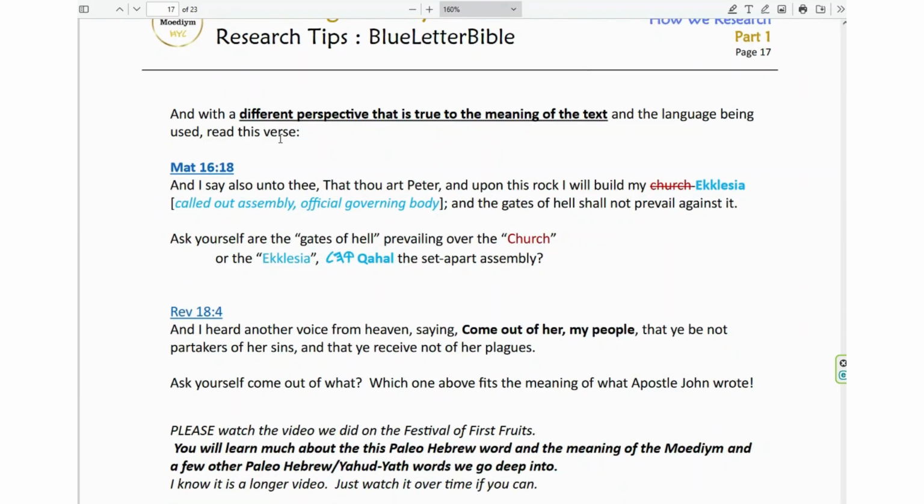Okay, so let's go back to a verse that you're all very familiar with, probably, and I want you to look at it in a different way. I want you to have your eyes that you're seeing now with Matthew 16:18. And I say also unto thee that thou art Peter, and upon this rock I will build my church. No, it's ecclesia. A called out assembly, an official governing body, and the gates of hell shall not prevail against it. Ask yourself, are the gates of hell prevailing over the church or the ecclesia, the kahal, the set apart assembly?